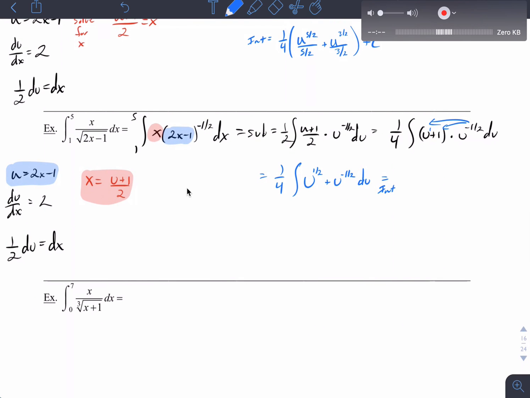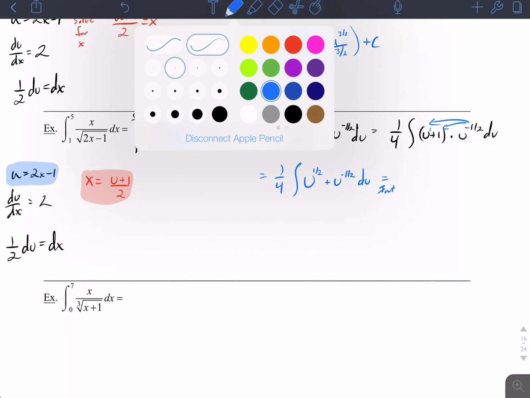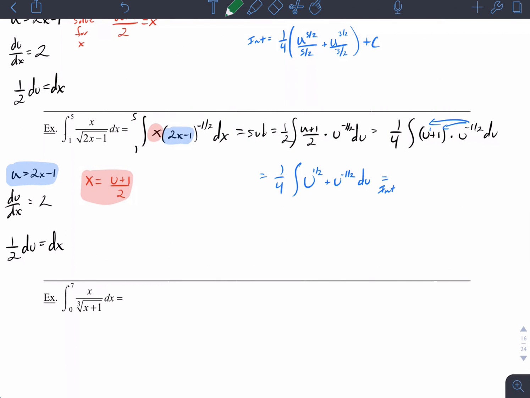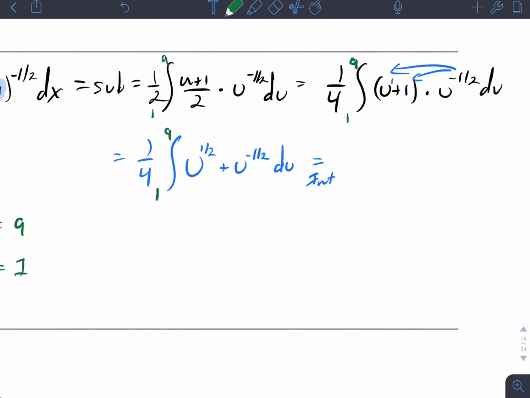So our new limits are just like before. I'll do those in green. You will take your old limits and throw them into u. So one of our new u's is 2 times 5 minus 1, which is 9. And the new limit down here is 2 times 1 minus 1, which is 1. So 1 and 9. You don't have to write on all of them, but it looks nicer on a free response question. All right, so now we can start doing our integral.